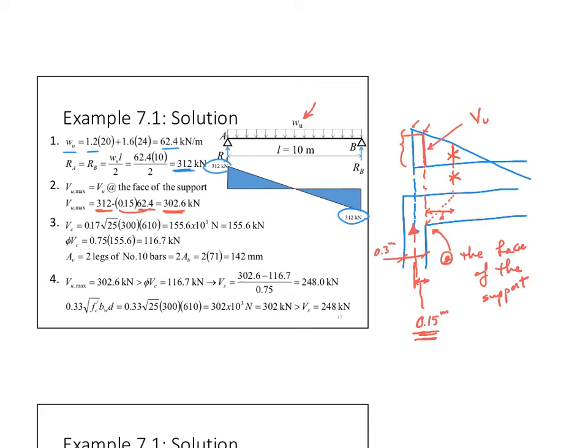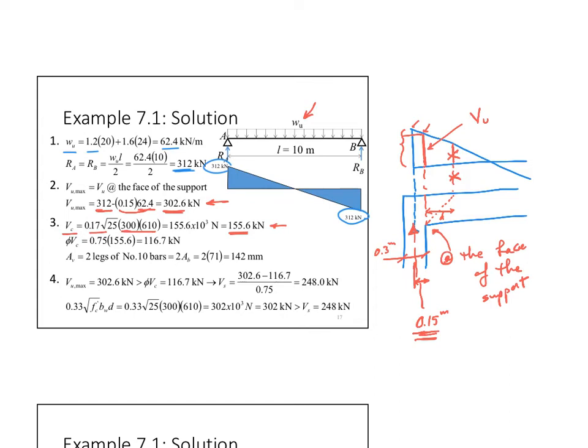And then my next step is, let's check if that section can take it or not. VC will be 0.17 square root of F prime C times B times D. That gives us 155 kilonewtons. Now, applied 302, resisting of just concrete 155. Do I need steel? Yes, definitely I do need steel stirrups, and they will be working with me.